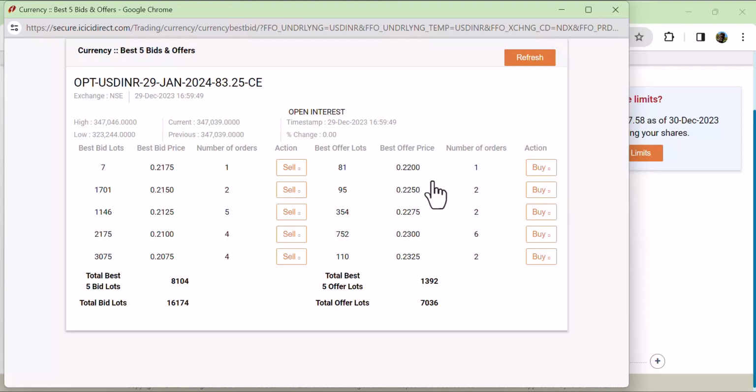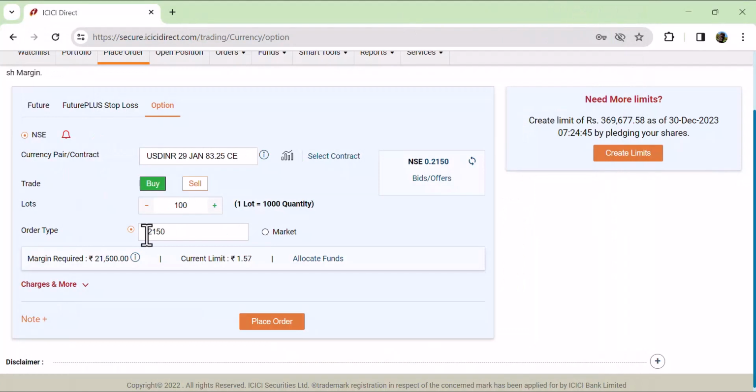So you're going to just see the screen and go back. And then you say, I'm going to buy 100 lots, and then you put any premium. Suppose I say 0.150. I don't want to place an order where my order should get executed. So I am willing to pay only 0.5.